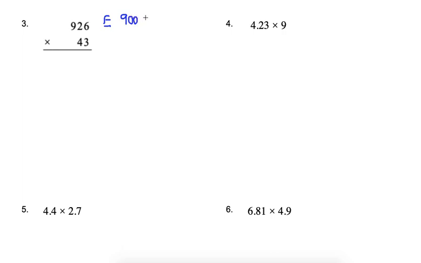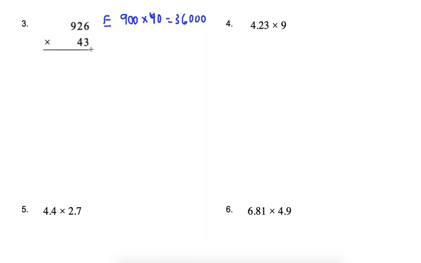900 times 40. So I know 4 times 9 is 36. So we're just going to have the 3 zeros after it there. So 36,000. So make sure, again, using just the zeros there, we can just place the zeros there because it's just multiplying by tens or hundreds.